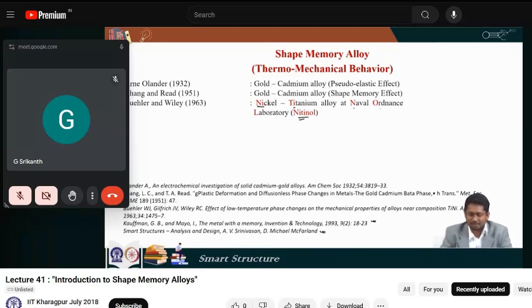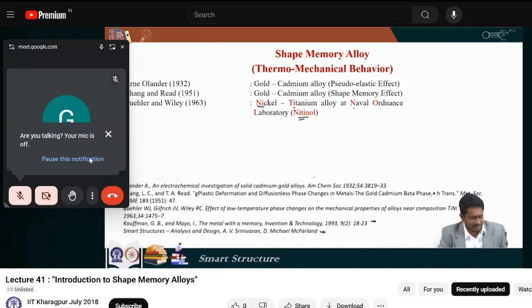And after that, a series of experiments, a series of work have been done in this area, and the theory of shape memory alloy has got a good amount of maturity, and that's what we will discuss in this course.